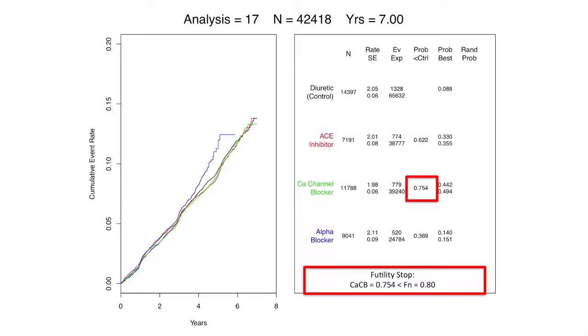The hazard ratio, which is the best of the 3 comparator arms, moved to just 0.98, essentially no better than diuretics. The probability it's better than diuretics is just 75%, which is lower than the futility stopping bound of 80%, so the trial now stops for futility. At this point, the hazard ratio for ACE inhibitors and calcium channel blockers is very similar, even though calcium channel blockers were in the lead throughout most of the 7-year course of the trial.